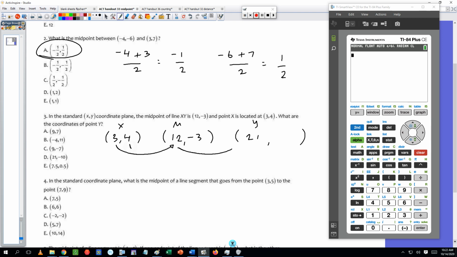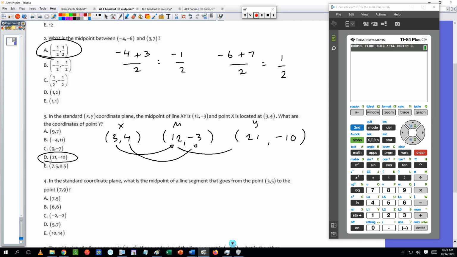If you're at 4 and you go to -3, that means you went down 7. If you continue to go down 7, that's going to put -3 in the middle. -3, let's go down another 7, you're at -10. And that would be choice D.